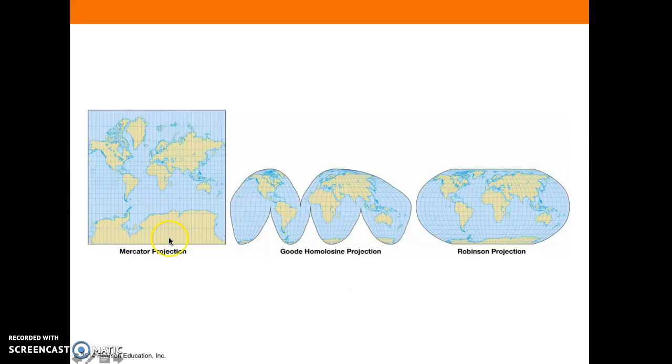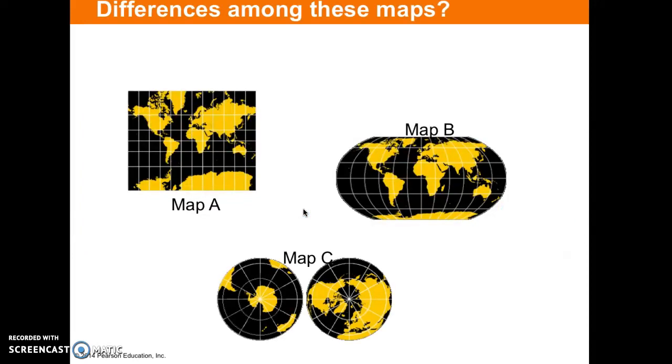So here's one of the most popular projections. It's called the Mercator projection. Here's an interrupted projection called the Goode-Hamilton. And then here's the Robinson projection. So when we look at these maps, the main difference about them is that they have all chosen different types of distortions.